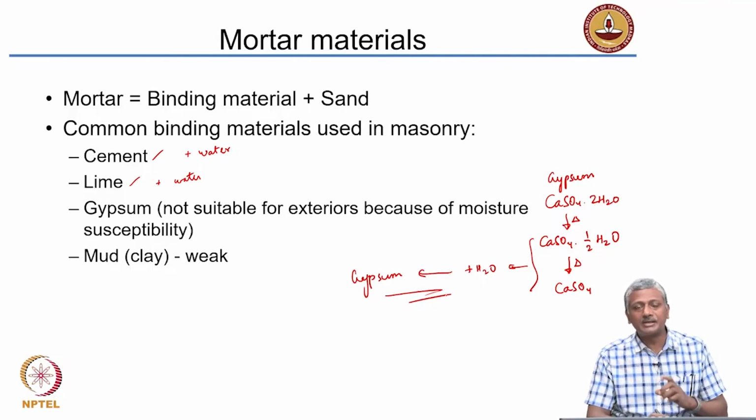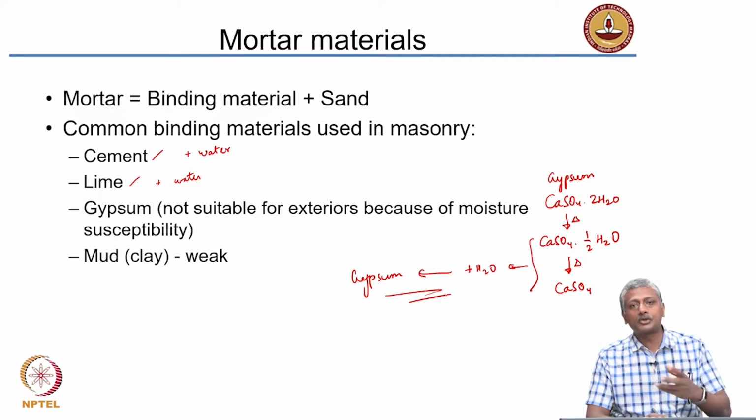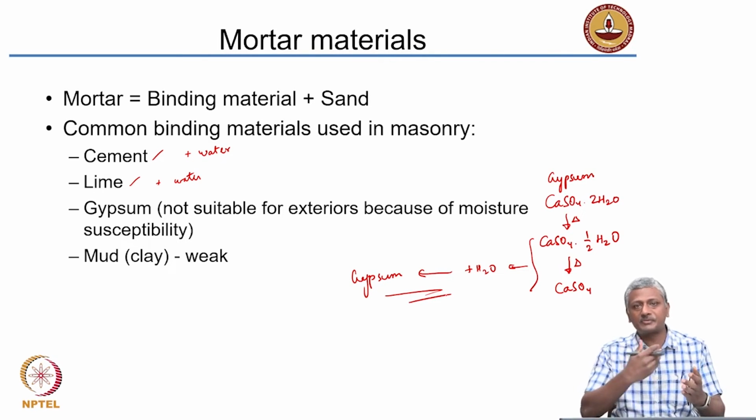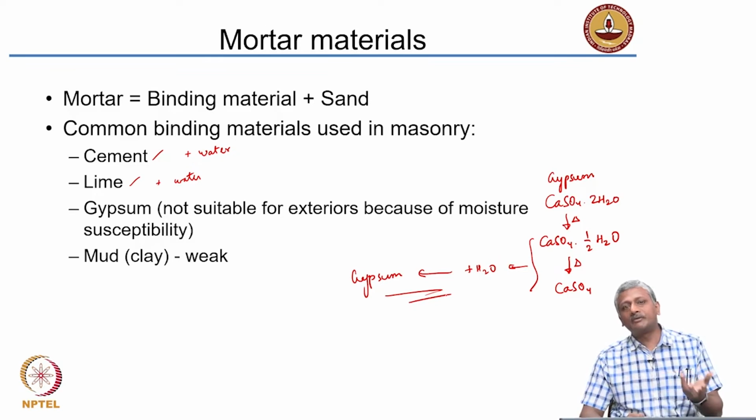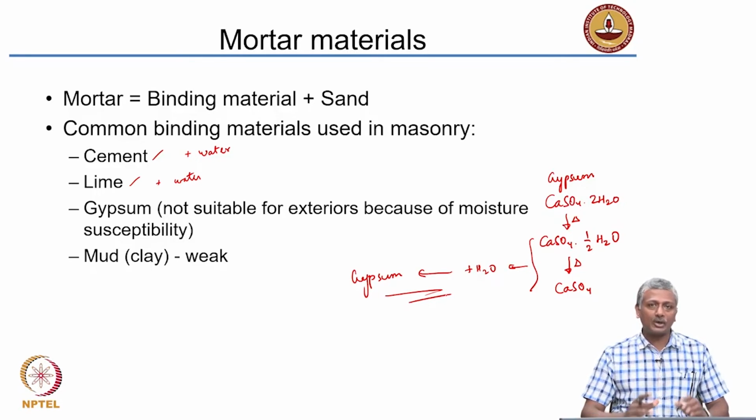But the problem here is this gypsum also is slowly water soluble. So if you use gypsum mortar for binding in an exterior environment, what will happen is because of the moisture, this gypsum will slowly get eroded. It will slowly dissolve away, and that will lead to a very low strength of your material. So you will not get proper setting and hardening with gypsum mortars.